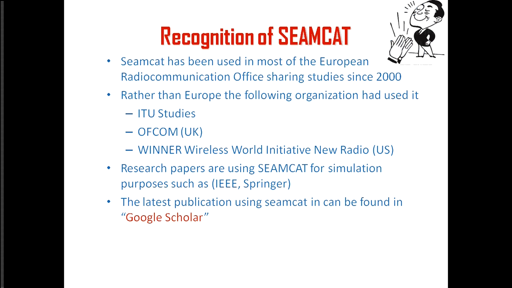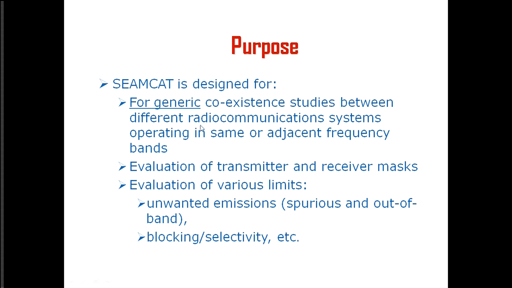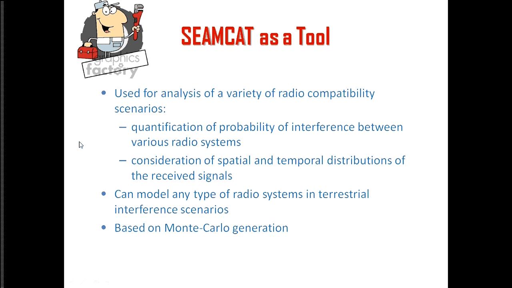The purpose of SIMCAT is to model any system, for example a generic system such as terrestrial, satellite or mobile. It can evaluate the effect of the transmitter and receiver masks, and from the transmitter and receiver we know the unwanted emissions, meaning the leakage emissions from the transmitter, and also the blocking and sensitivity. These three we'll be talking about more later.